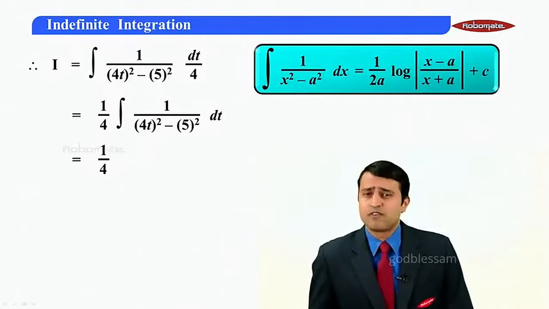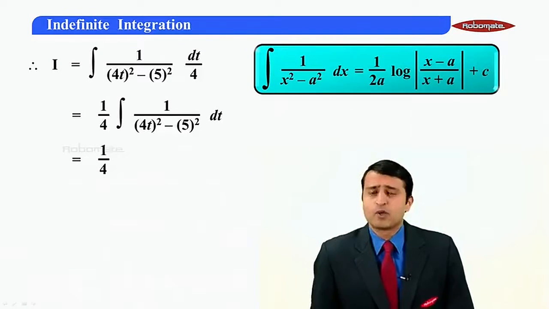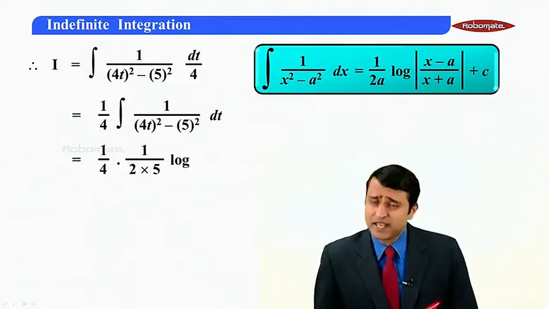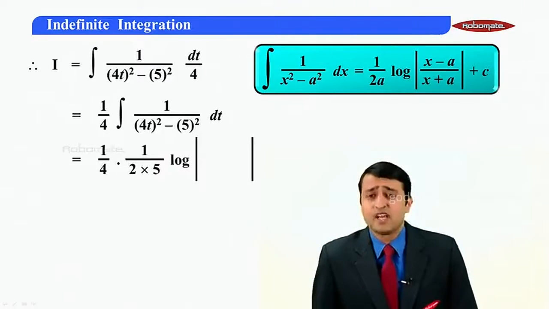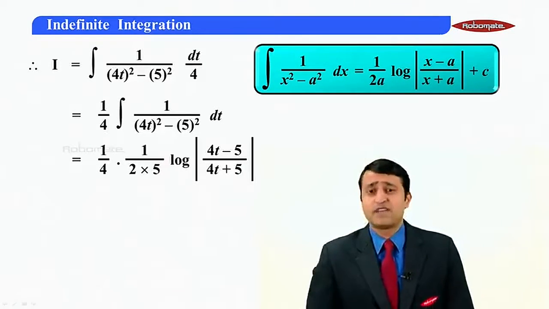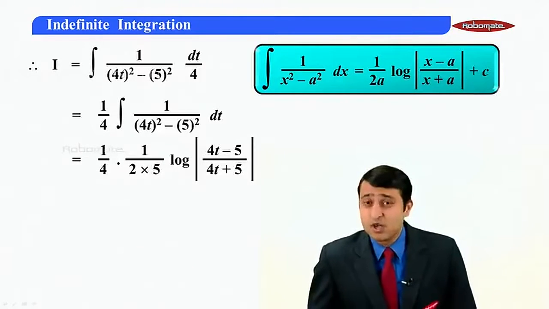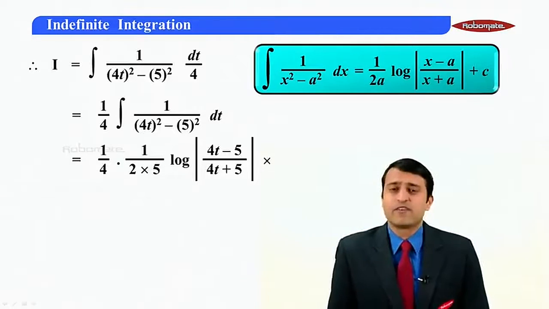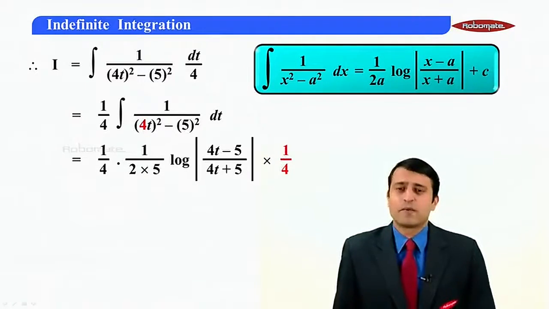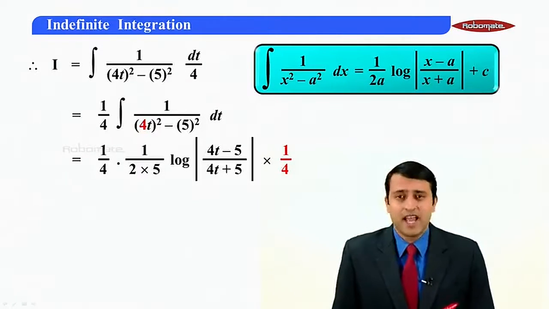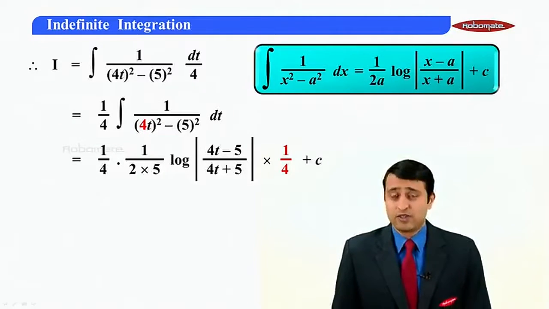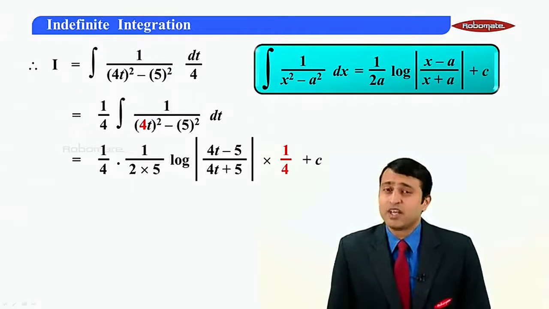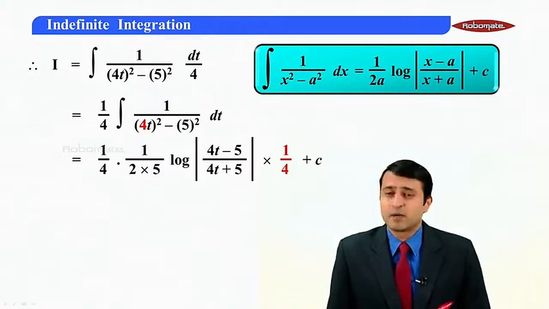Now my dear students, the formula is right in front of us. 1 upon 2a means 1 upon 2 into 5. Log mod of x minus a upon x plus a means 4t minus 5 upon 4t plus 5. And again my dear students, coefficient of t is not 1, it is 4. So we have to divide by 4. So 1 by 4 here exactly, and plus c. So now the denominator is 4 into 2 into 5 into 4. That's 10 into 16, nothing but 160.